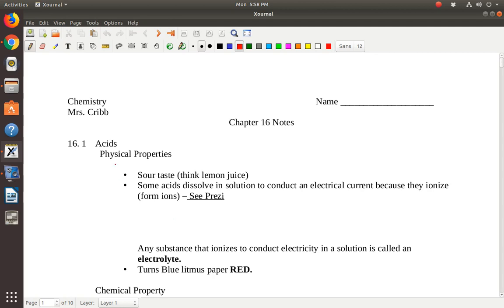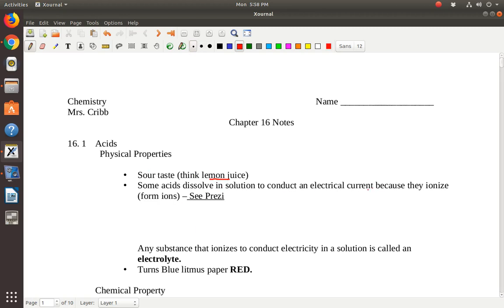So let's first of all start with acids. We're talking about the physical properties. Remember, physical properties are things that can be reversed, and we're not talking about acids reacting to form something else. So acids have a sour taste. Think lemon juice. They dissolve in solution to conduct an electrical current.